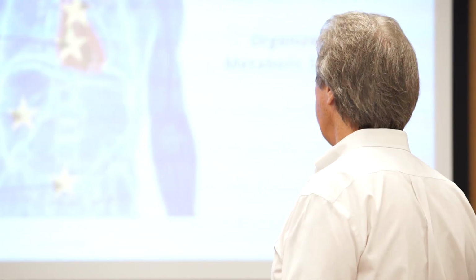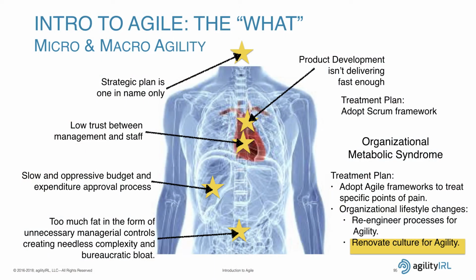Treatment plan for that, you've got organizational metabolic syndrome. Treatment plan, adopt agile frameworks to treat specific points of pain, but you need to transform the whole organization. You need more agility in the way you do things, and you need more agility in how you govern the way you do things. And the key is going to be in your culture, how you renovate your culture.